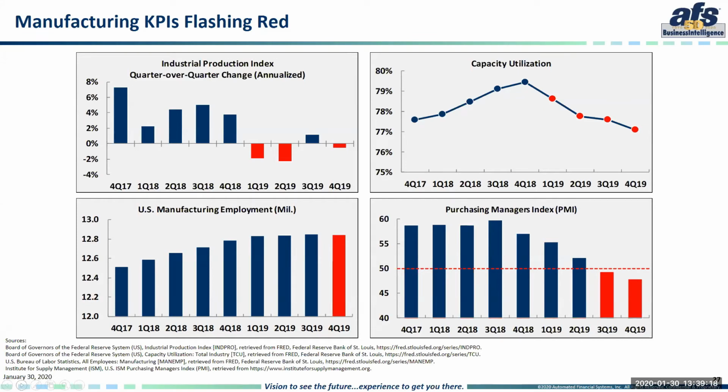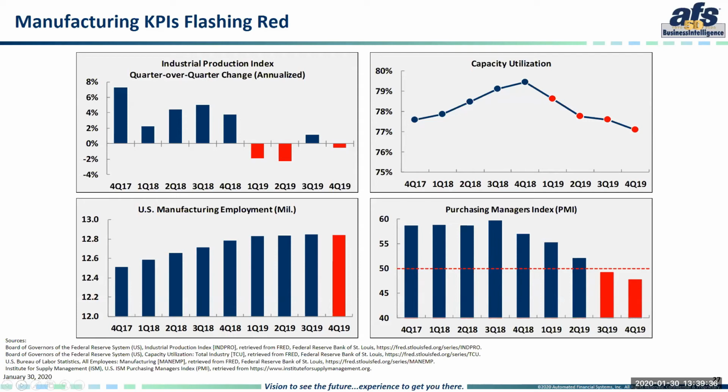One bright spot in the industry has been employment, and really up until December, employment levels in manufacturing had been steadily rising. Unfortunately, in 4Q, like the other KPIs here, this one is also highlighted red because there was a slight decline in job growth for manufacturing in the latest quarter.